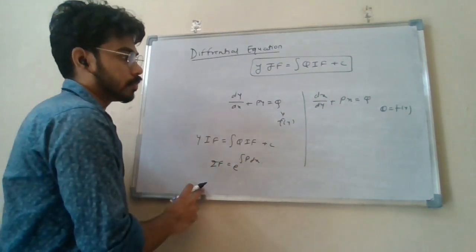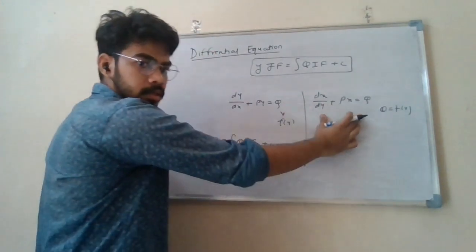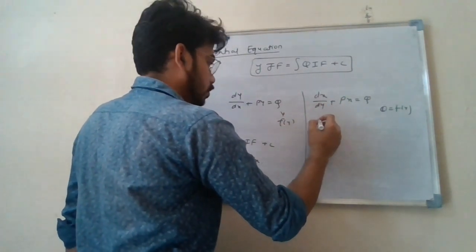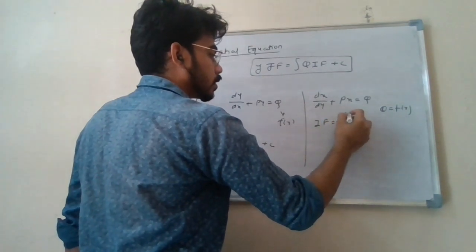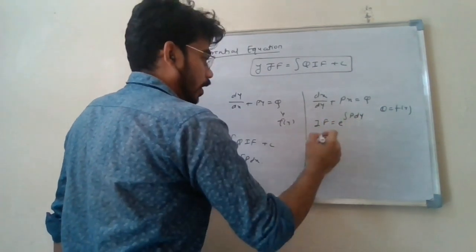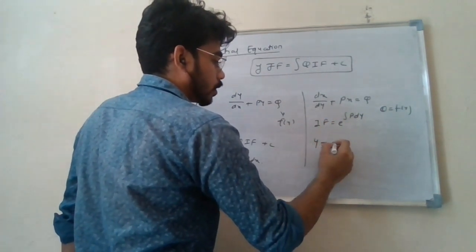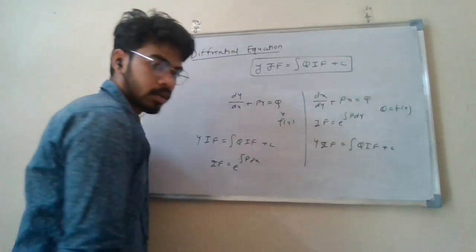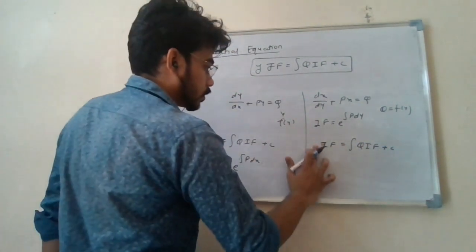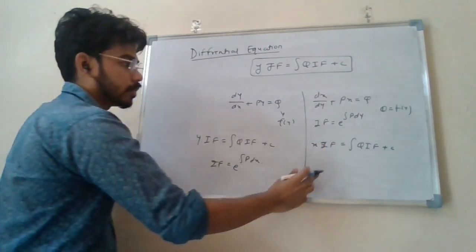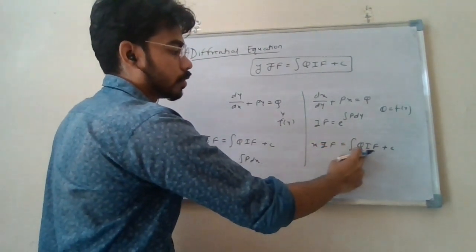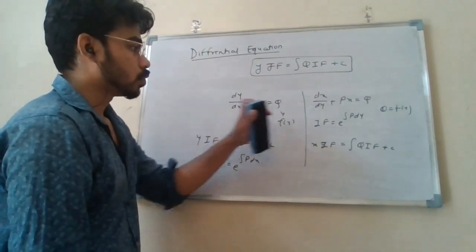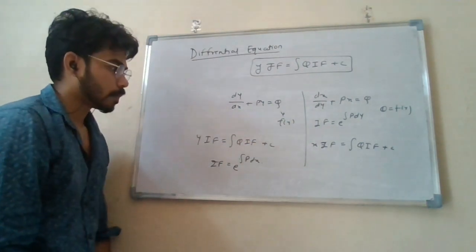But if we have a type that looks like this, dx by dy plus px is equal to q, then my integrating factor is e to the power integration of p dy, and my solution is, sorry, here x is here, x into integrating factor is equal to integration of q into integrating factor plus c. So in this way, we have to solve these two types of linear differential equation.